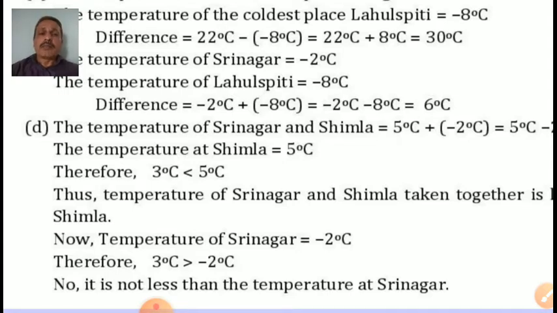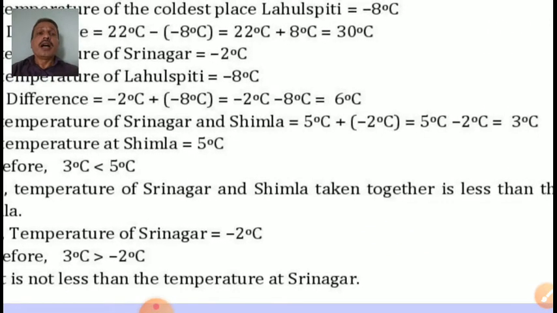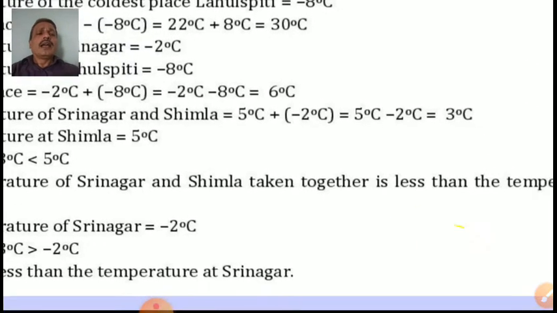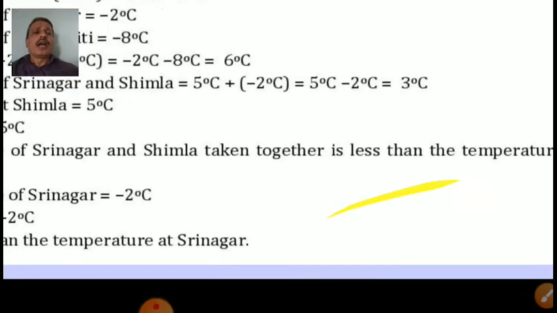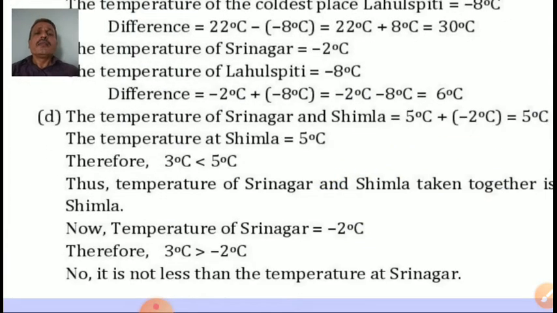Yes, Simla's temperature is greater than. So, we can write 3 degrees less than 5 degrees centigrade. Thus, the temperature of Srinagar and Simla taken together is less than the temperature at Simla. It's a 3 degree and here is the 5 degree, so it's a less than.